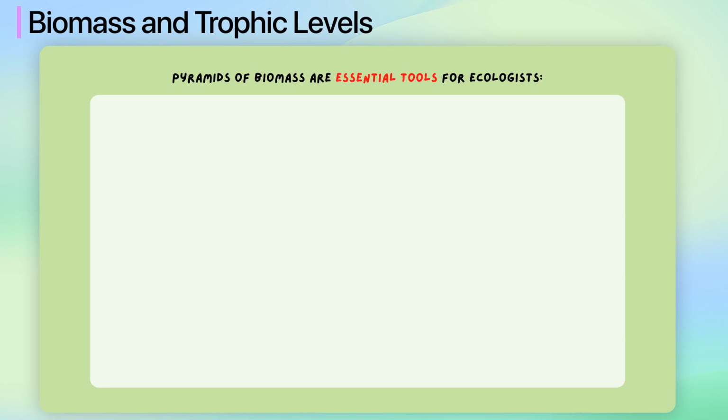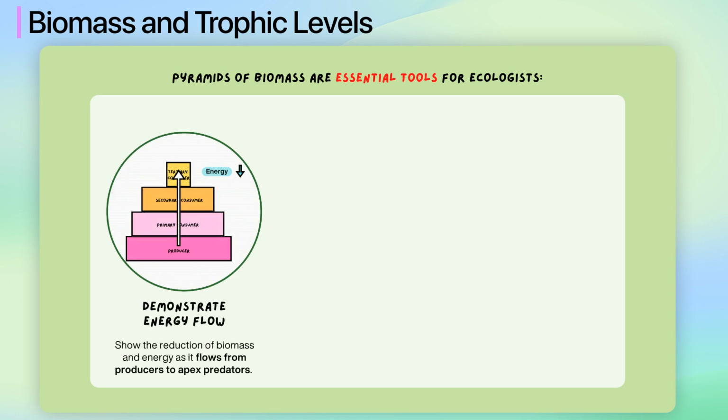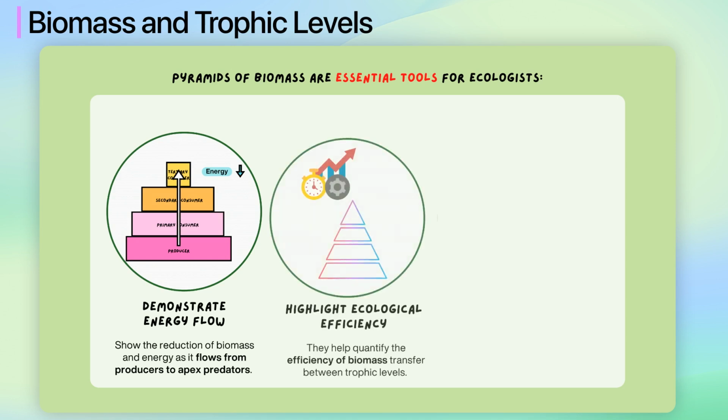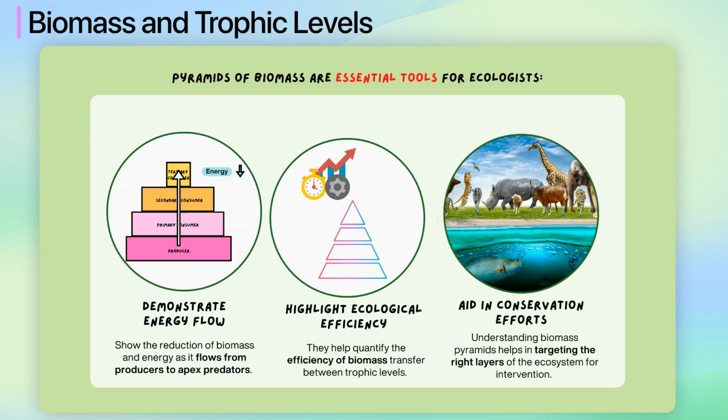Pyramids of biomass are essential tools for ecologists. They demonstrate energy flow by showing the reduction of biomass and energy as it flows from producers to apex predators. They also highlight ecological efficiency by helping to quantify the efficiency of biomass transfer between trophic levels. Finally, they aid in conservation efforts. When designing conservation strategies, understanding biomass pyramids helps in targeting the right layers of the ecosystem for intervention.